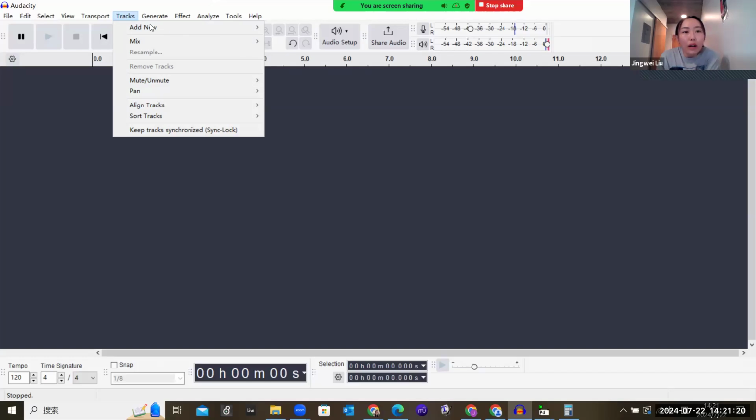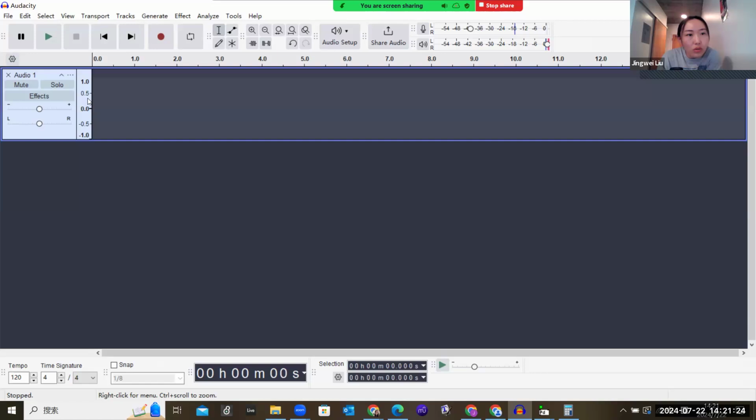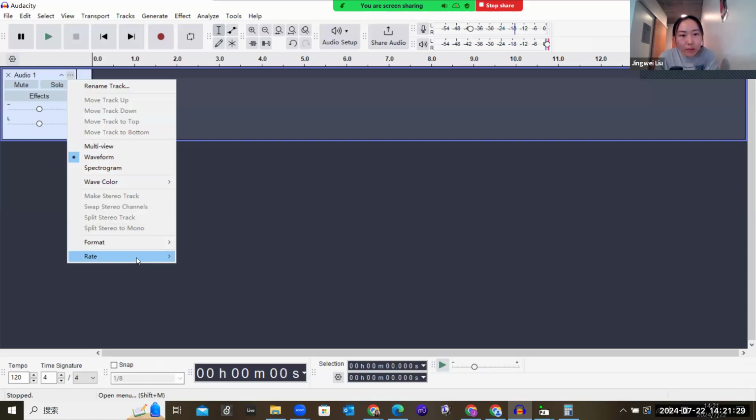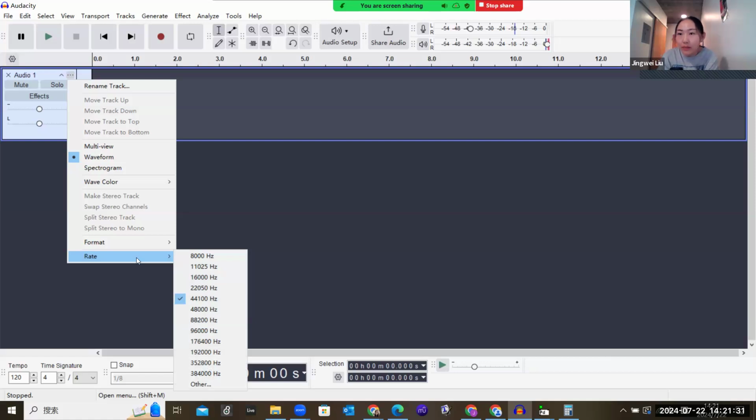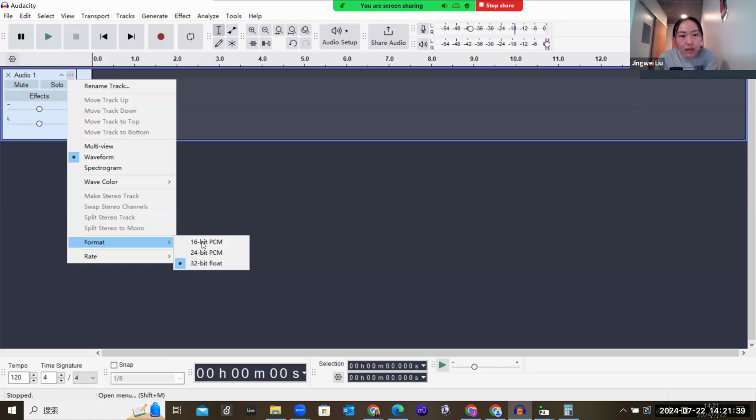The software encodes this quantization. So again, let me have this mono track. Last time we talked about the rate, right? The rate is a sampling rate. The standard is 44100, but you can also choose different rates. Okay, and there is something called format. So this is the quantization bit depth.